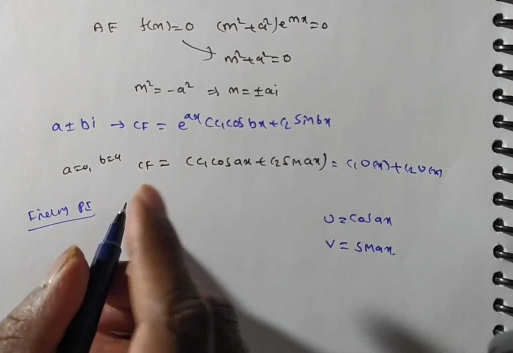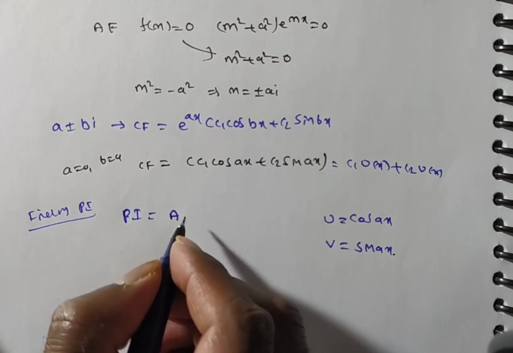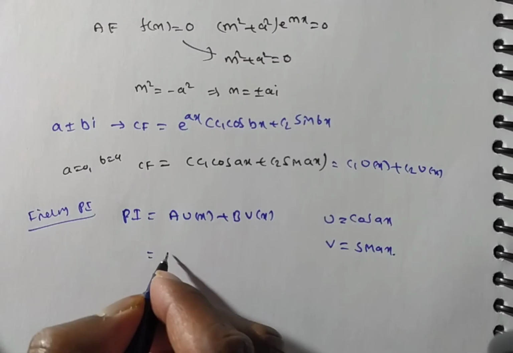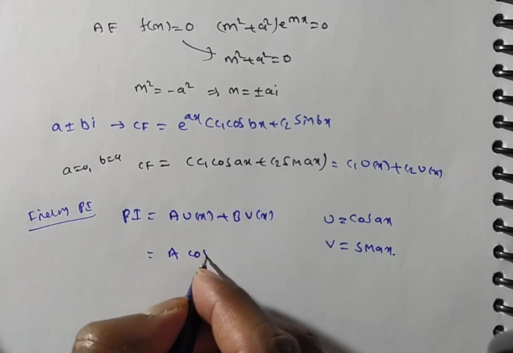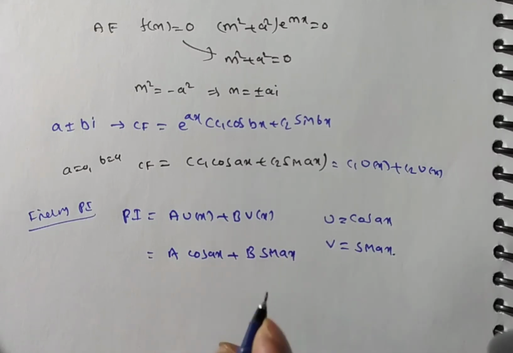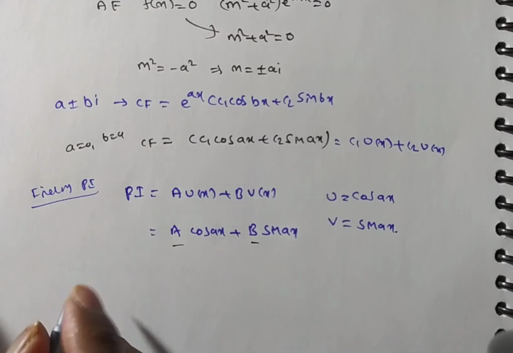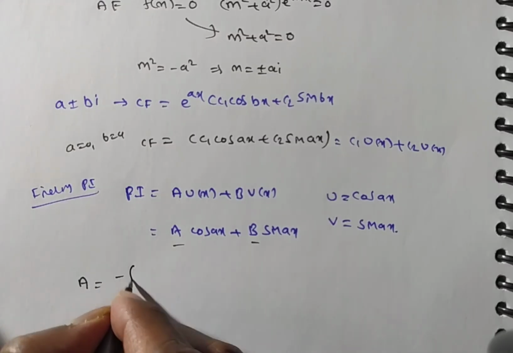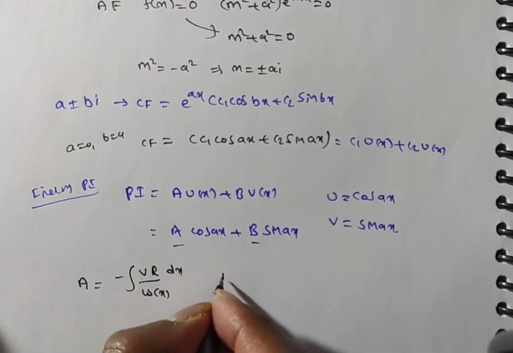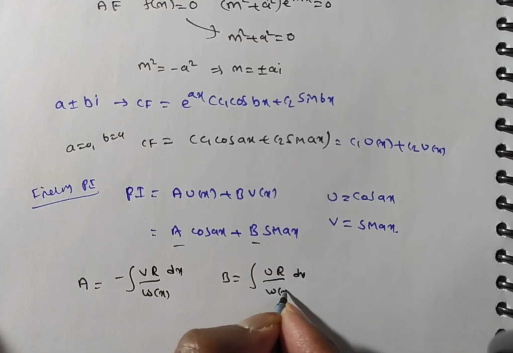Based on this complementary function only, we will write the particular integral. The particular integral is A into u of x plus B into v of x, where u of x is cos ax and v of x is sin ax. So we need to find A and B. The formula: A is equal to minus integral of vr dx by w of x, and B is equal to integral of ur dx by w of x.